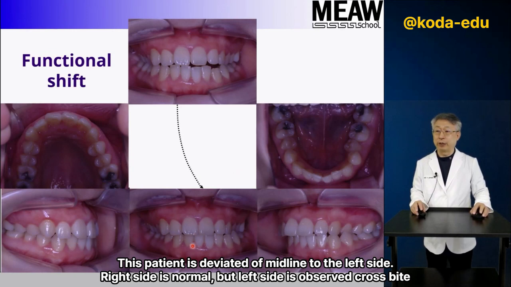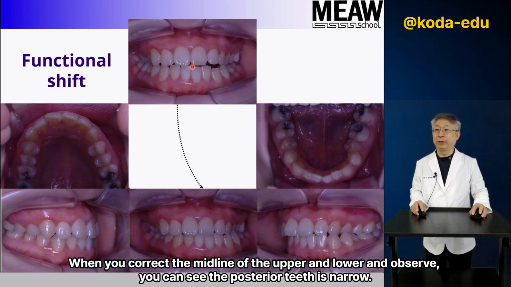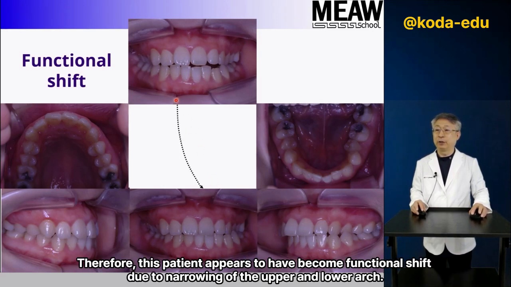This patient has a midline deviated to the left side. The right side is normal, but a cross-bite is observed on the left side. When you correct the midline of the upper and lower and observe, you can see the posterior teeth are narrow. Therefore, this patient appears to have a functional shift due to narrowing of the upper and lower arch.